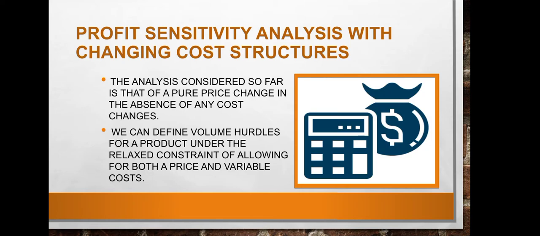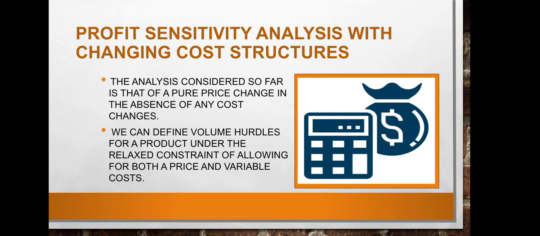So, profit sensitivity analysis with changing cost structures. The analysis considered so far is that of a pure price change in the absence of any cost changes. We can define volume hurdles for a product under the relaxed constraints of allowing for both a price and variable cost change, meaning the change in cost structure may highly affect the profit.